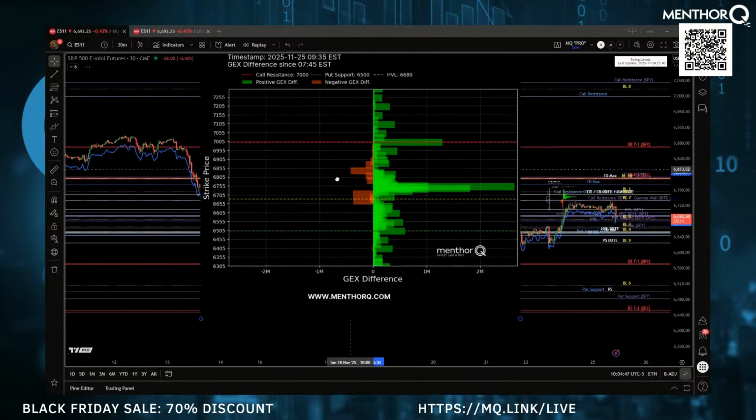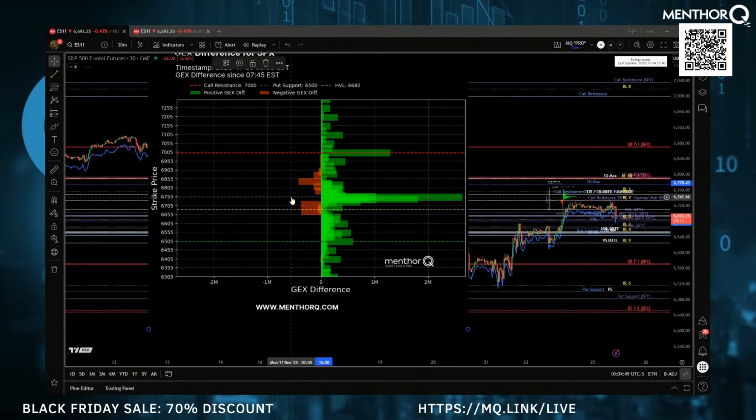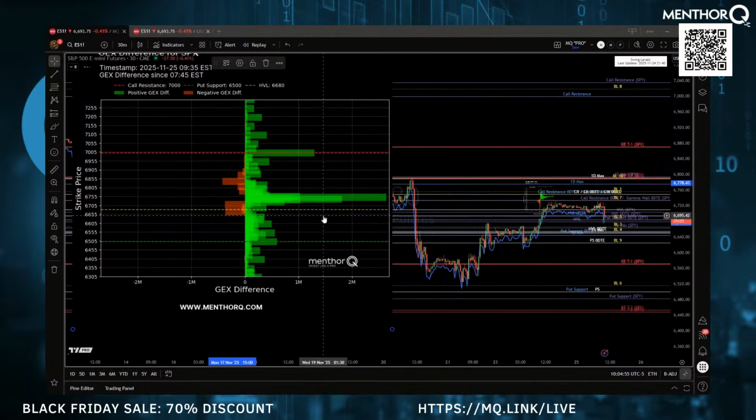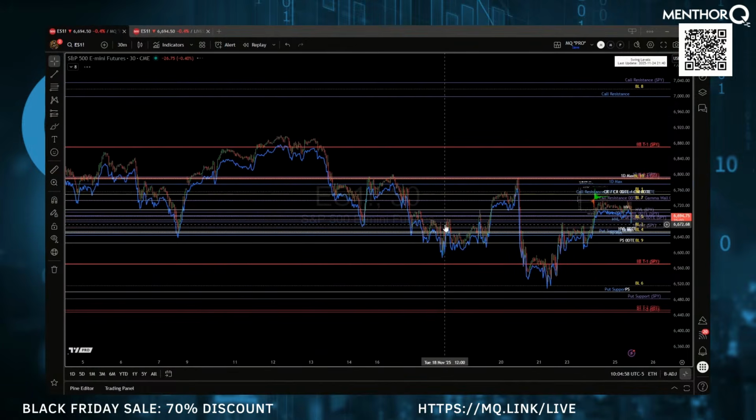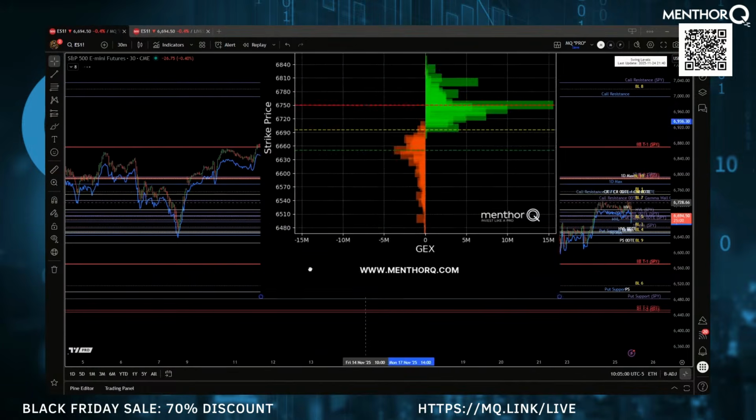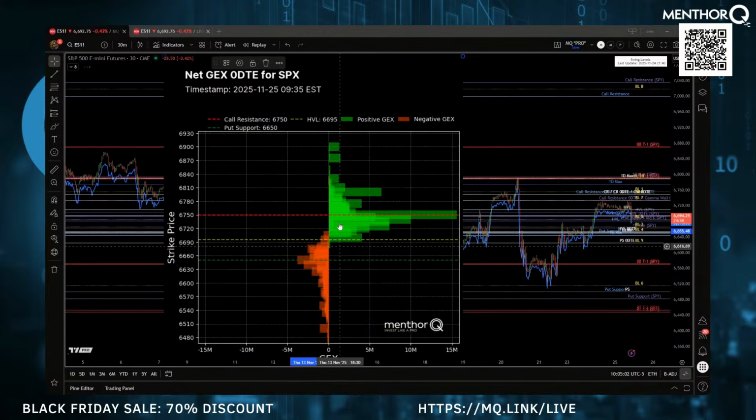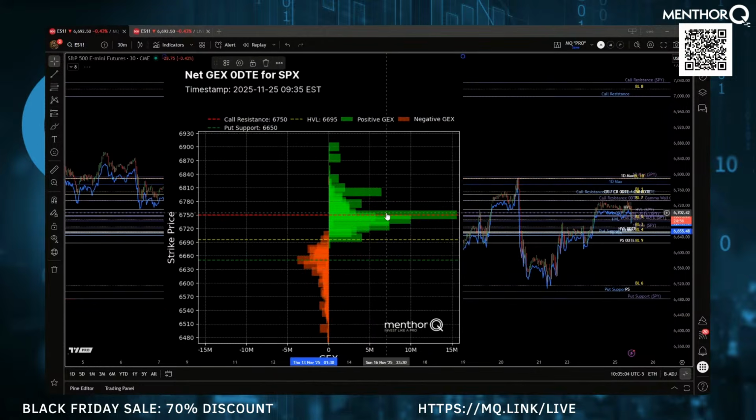GEX difference, how it changed on SPX. So 6755 right now is the biggest strike. And net GEX 0 DTE 6750, later 6700 and 6650. Three main levels.